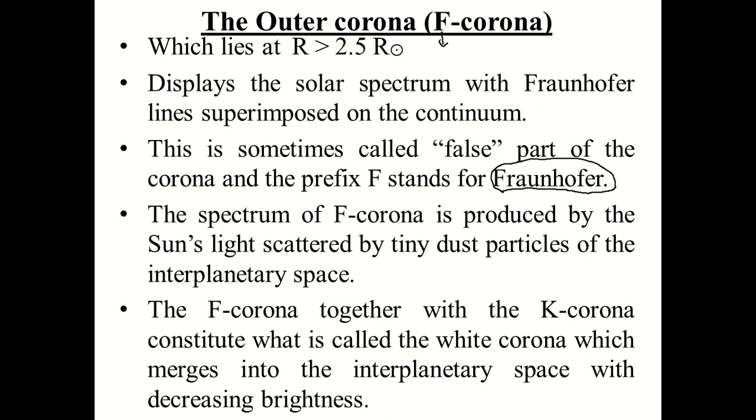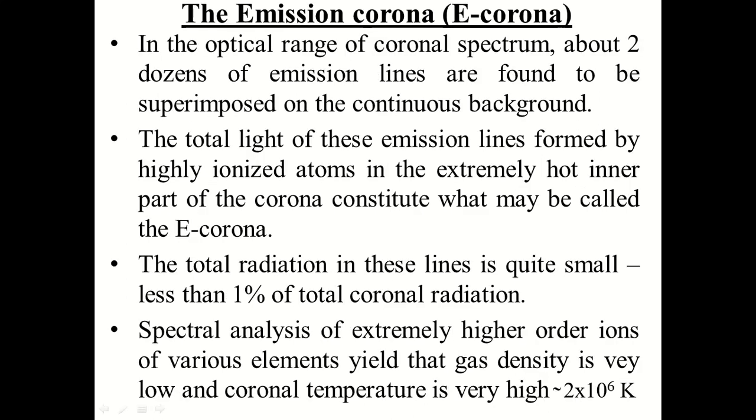Now depending on the spectrum, we can have one more classification or category for the corona, which is called the emission corona or E corona, where E stands for emission. The inner and outer corona are actually the absorption part of the corona, or the spectrum is actually the absorption spectrum. In this optical range of coronal spectrum, about 2 dozens of emission lines are found to be superimposed on the continuous background.